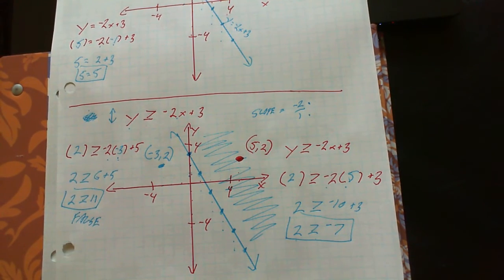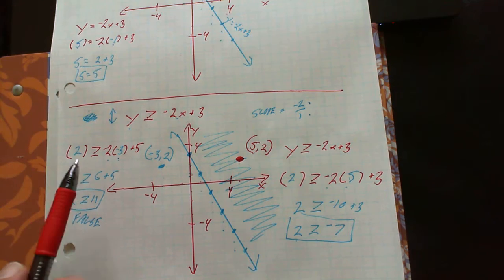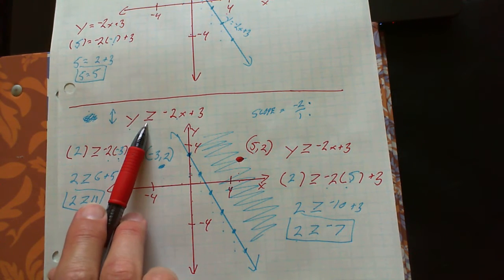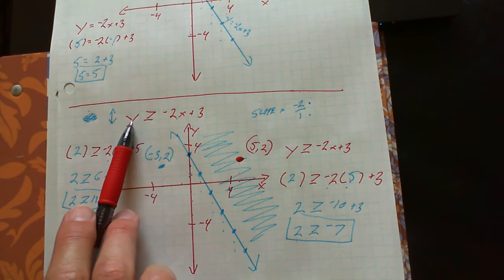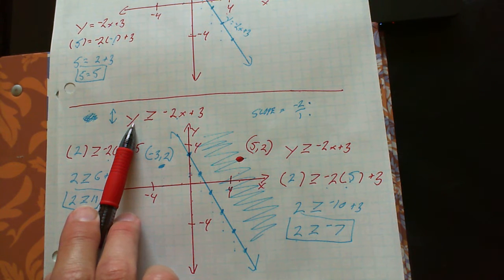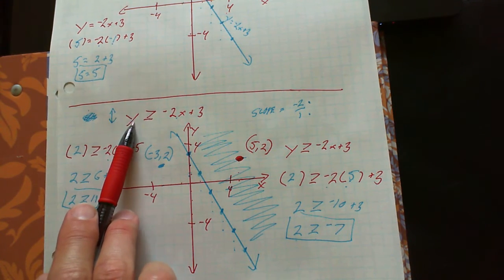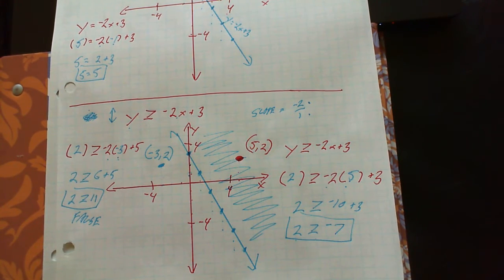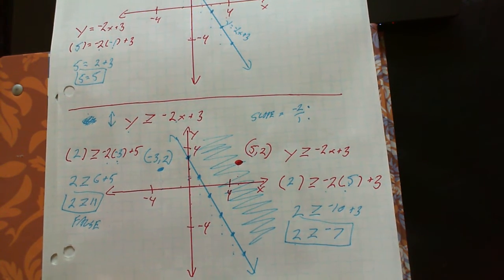After all that, all you really need to know to shade is this, the easiest way: if y is bigger than, that means y goes up and down. Y is bigger than means I shade up. If y is less than, I shade down. Let's try another one with all that.